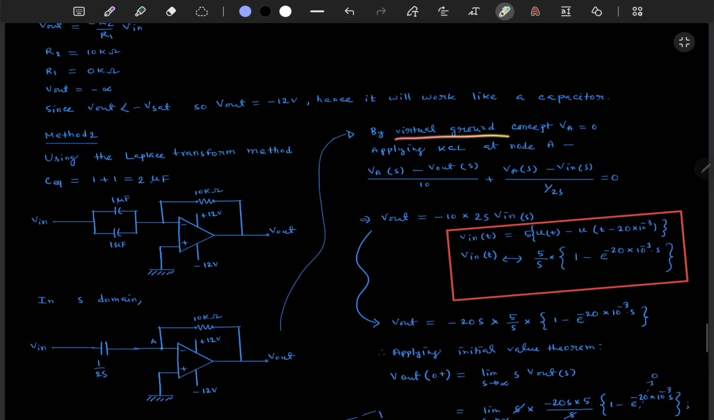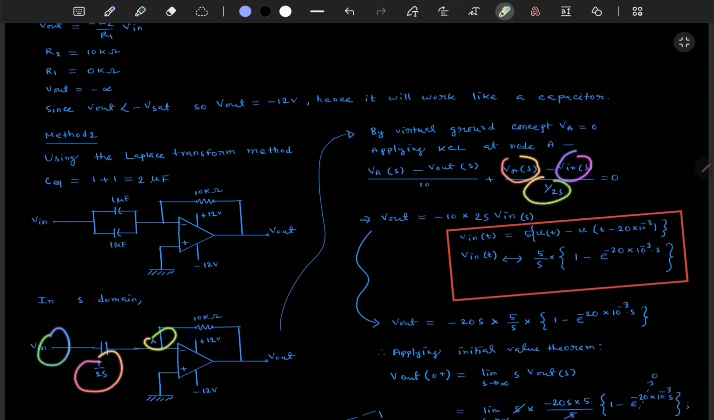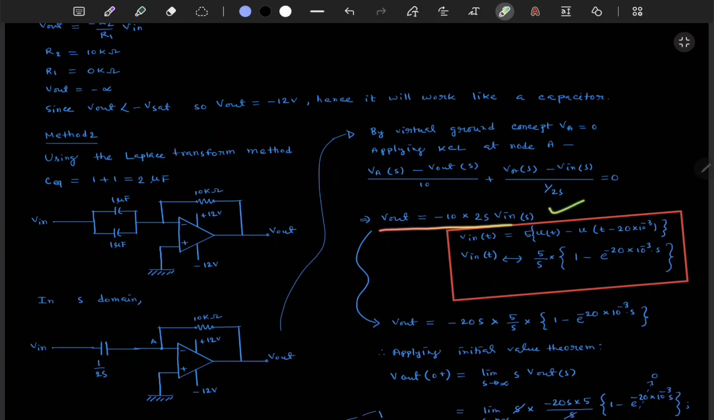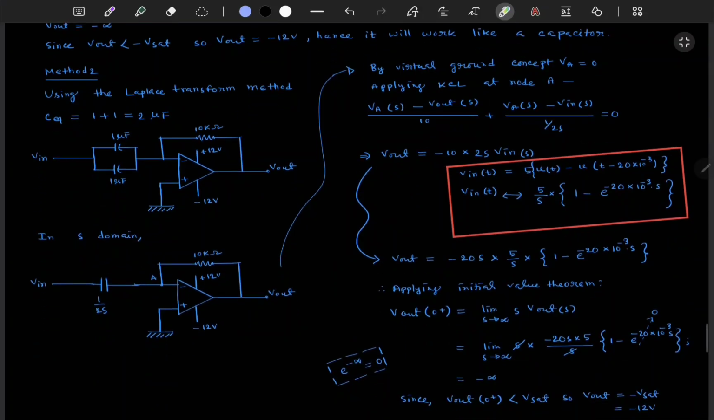So by the virtual ground concept we can see that it is 0 volt, it is also 0 volt, so VA is 0. Applying KCL at node A: (VA minus V out) by 10, and (VA minus V in) by 1 by 2s equal to 0. So V out will be this. You can calculate here.